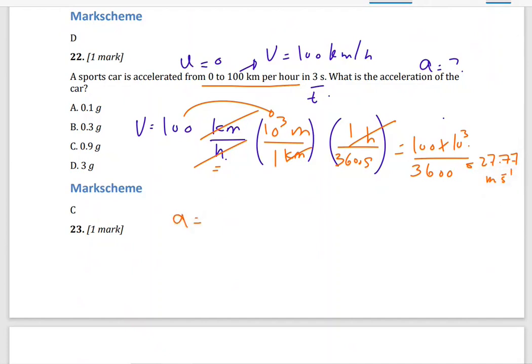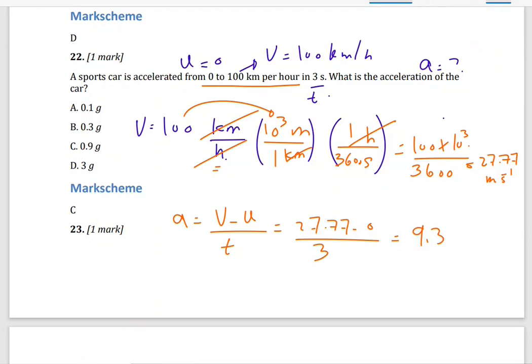Acceleration is a change in velocity divided by change in time. V final minus V initial divided by time. So 27.77 minus 0 divided by 3. This will give us 9.3 meters per second squared.